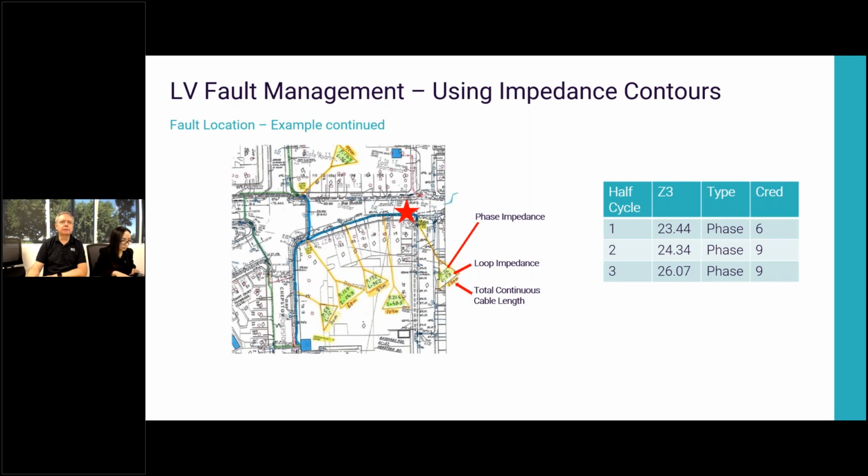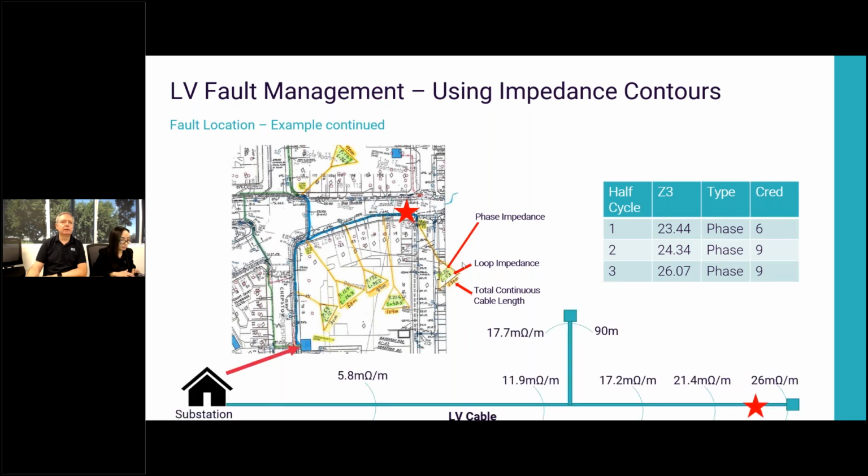So we know in this instance, if we've got an impedance to fault in the range of 23 to 26 with this high confidence level, then it must be past this branch circuit. It must be towards the end of that branch, around 125 or so meters up from the substation, so we can proactively go after it.